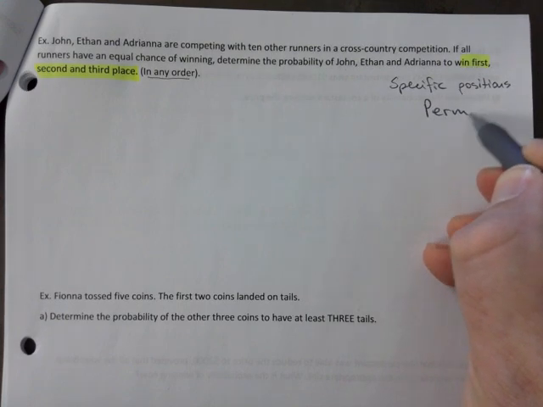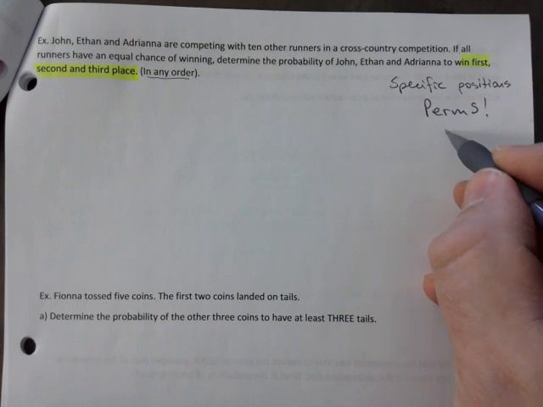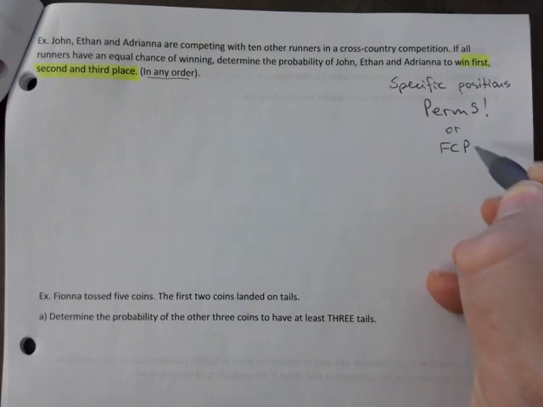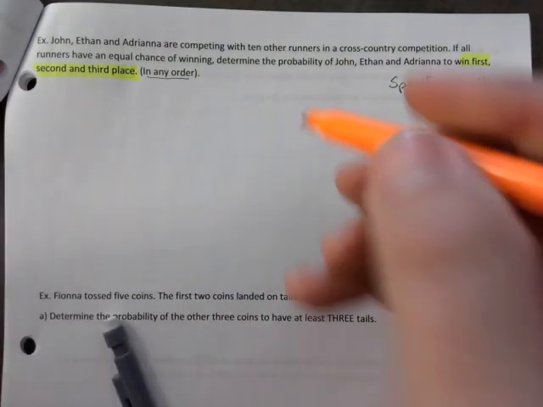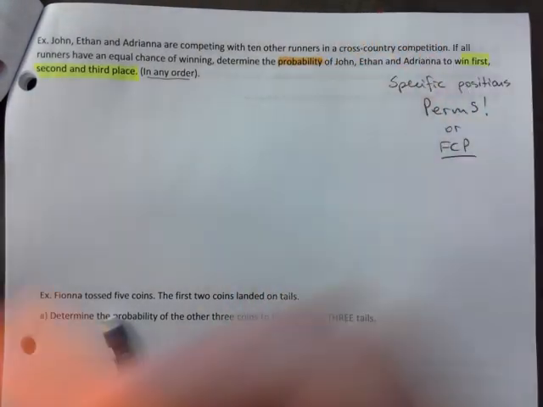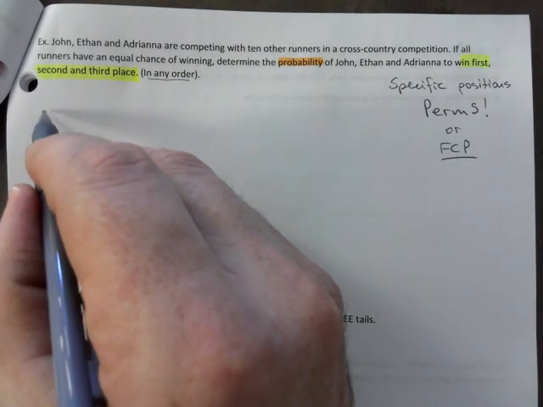Perms, okay? Or I will also use the fundamental counting principle, right? But do not use combinations. You choose, okay? So remember, the word here is probability. So it's not just find out how many ways they can be first, second, and third. So this is what we're going to do.